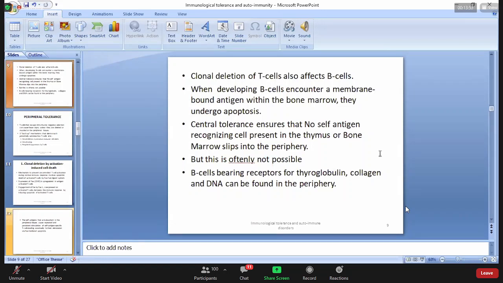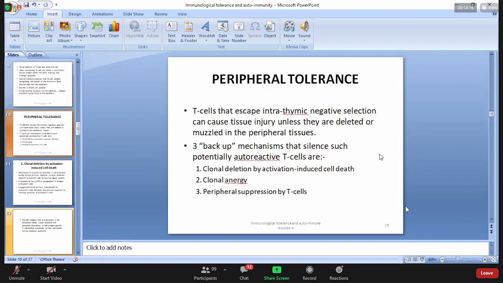self-tolerance is that it ensures that no self-antigen recognizing cell present in either the thymus or the bone marrow will slip into the periphery. And that is so important. But of course, at times that system fails. Even when the body tries to put in this mechanism, it fails.